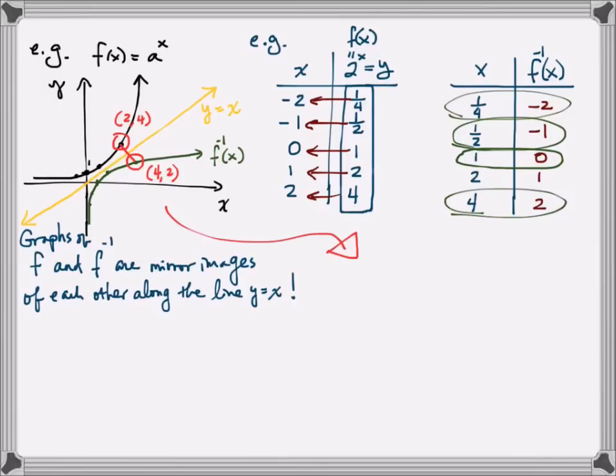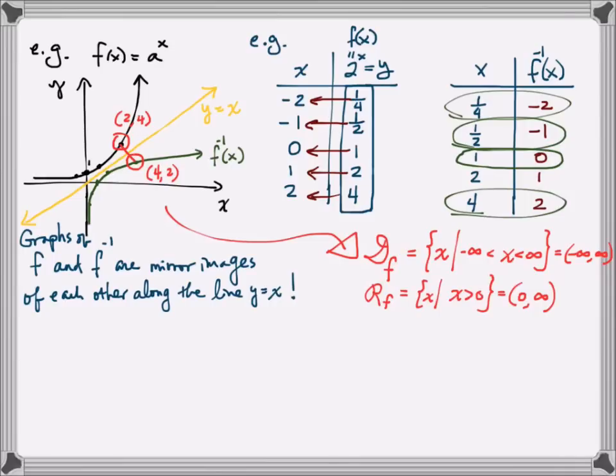For example, if you look at this picture, the domain for the function f is the set of all real numbers on the x-axis, and the range for the function f is the set of all real numbers greater than 0. On the other hand, the domain for the function f inverse is the set of all real numbers greater than 0. That is exactly the same as the range for the function f. The range for the function f inverse is the set of all real numbers. Notice that's exactly the same as the domain for the function f.